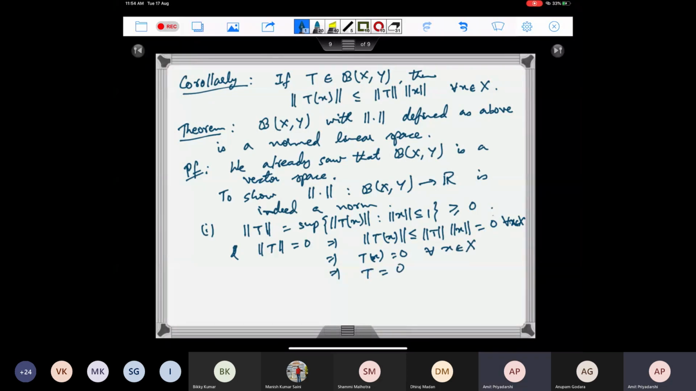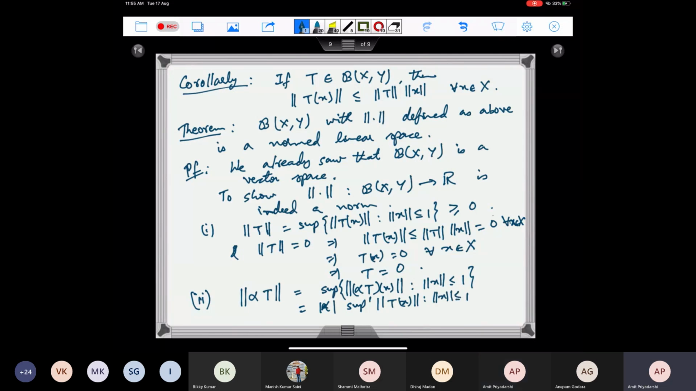And the second one is again easy. Alpha times T: if you see norm of alpha T, this is equal to the supremum of norm of alpha T of x for norm x less than or equal to 1, and here mod alpha will come out, and then we get the supremum of norm Tx for norm x less than or equal to 1, which is equal to mod alpha times norm T.